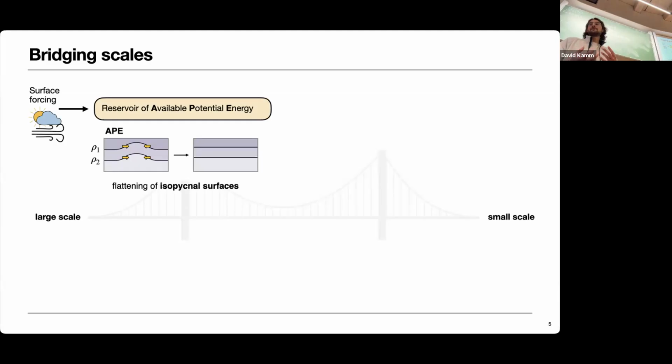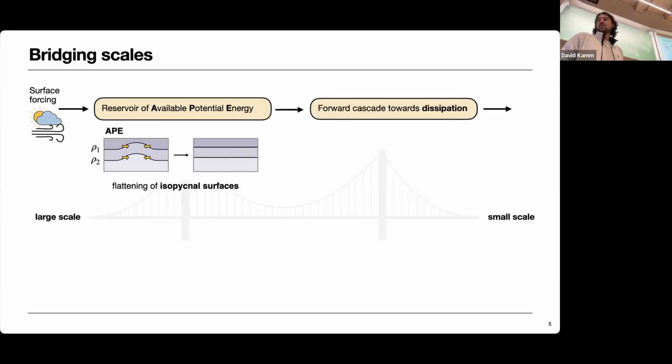So this is potential energy, which, as the name says, is available because through these buoyancy fluxes and surface forcings, you basically lift heavier water. So this is a layer of stratified fluid. So you have lighter water above denser water. And with this surface forcing, you can raise the potential energy by sloping these isopycnals. And it's available because you can flatten these isopycnals to extract this potential energy.